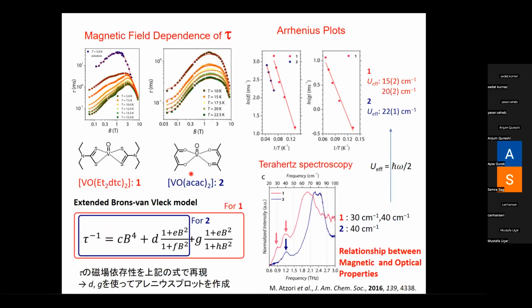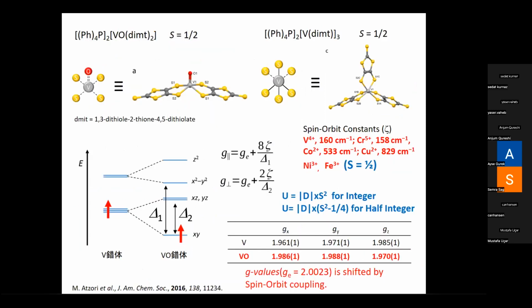We compare the other compounds, vanadium compound 1 and compound 2. You can see compound 1 has a long relaxation time and compound 2 has a short relaxation time. The long relaxation time compound shows a doublet peak, and the short relaxation time compound has a single peak in the terahertz region. We observe a relationship between magnetic and optical properties. This is very important.